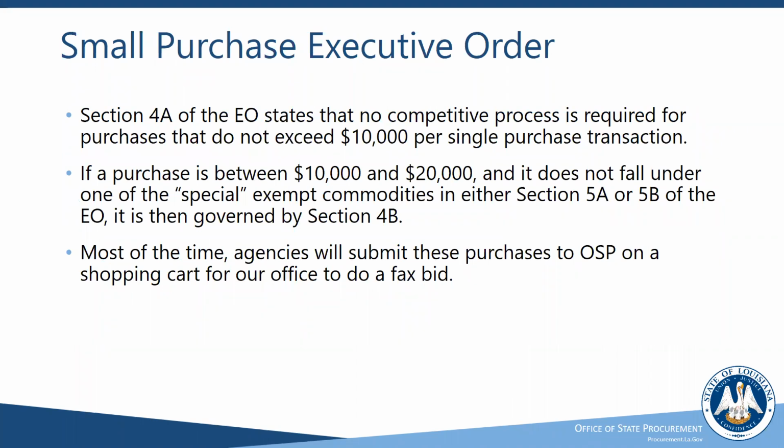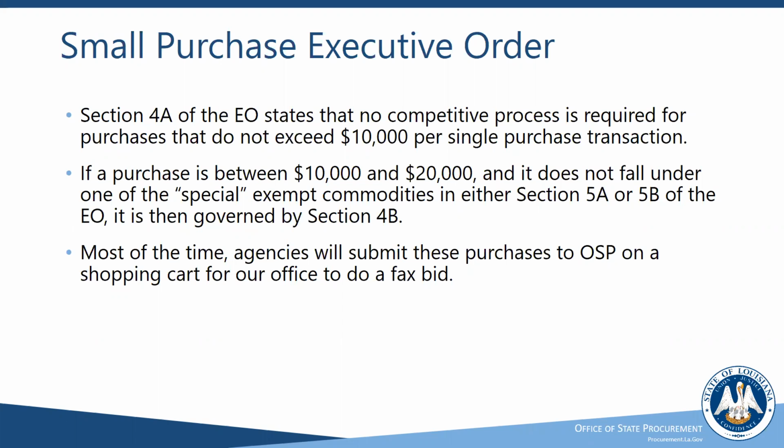So as we mentioned earlier, the small purchase executive order governs special types of procurements between $10,000 and $30,000. So we'll discuss the sections of the executive order in greater detail. So Section 4A of the executive order states that no competitive process is required for purchases that do not exceed $10,000 per single purchase transaction.